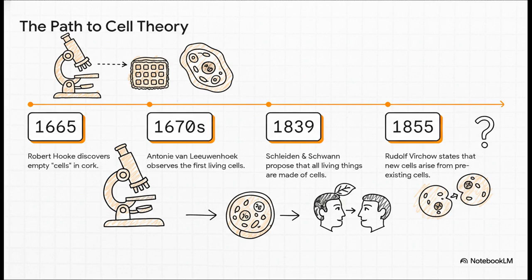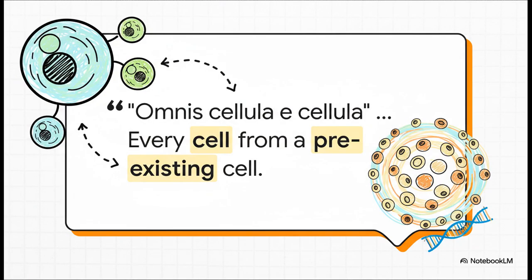Then, just a few years later, Antony von Leeuwenhoek became the first person to see actual living, swimming cells. We jump forward to the 1830s and two scientists, Schleiden and Schwann, put it all together and realized, hey, all plants and animals are made of these things. But there was still one major piece missing from the puzzle. And this right here, this simple phrase from Rudolf Virchow in 1855 was the final piece.